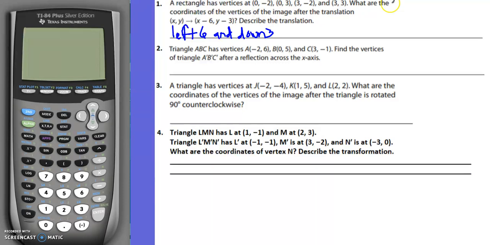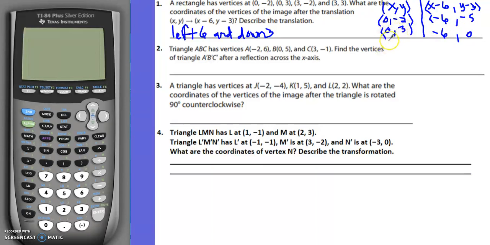Alright, so let's take a look at these ordered pairs. We've got the ordered pair (x, y), and then we are going to do x minus 6 and y minus 3. The first ordered pair is (0, -2). Well, that's going to be (-6, -5). The next ordered pair is (0, 3). That is going to be (-6, and 3 minus 3 is 0).